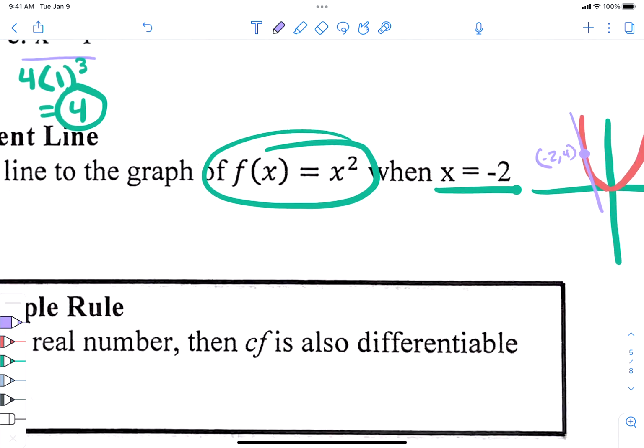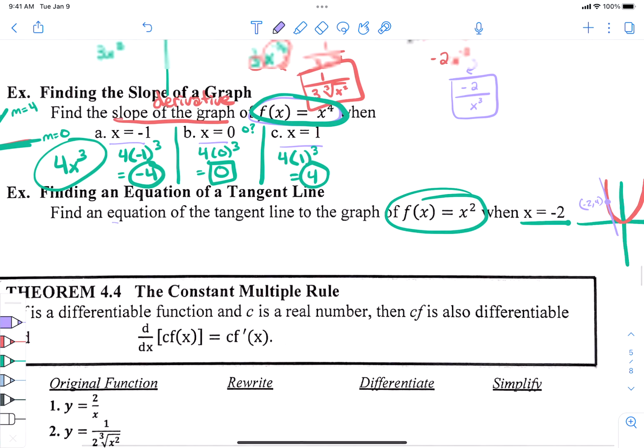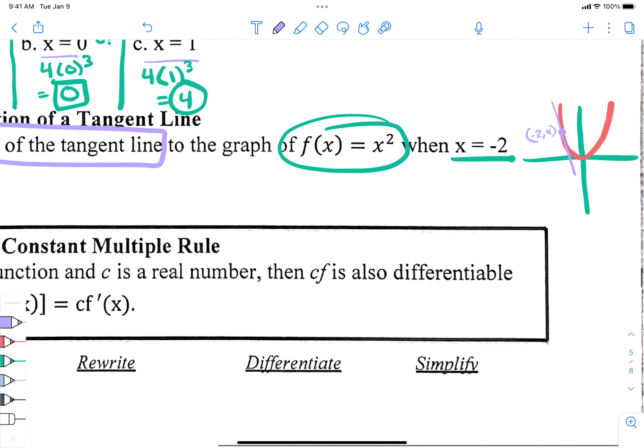But this one is asking for the equation of the line, not just the slope of that line. So here, it's just one more little step further. When we're trying to find a derivative, we're still going to do the derivative. The derivative is the slope of the line at that point, and then we have to go one step further and find the actual equation of that line. So I'll show you how this works.